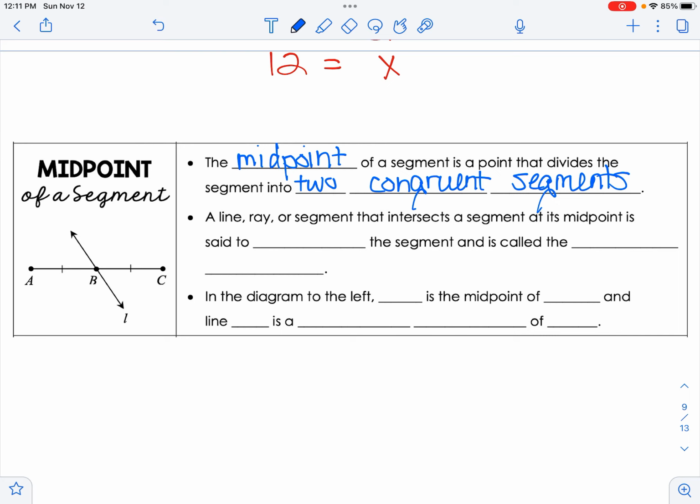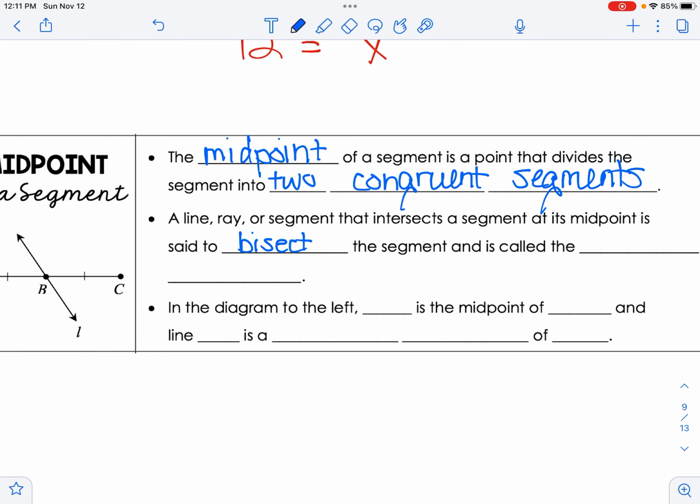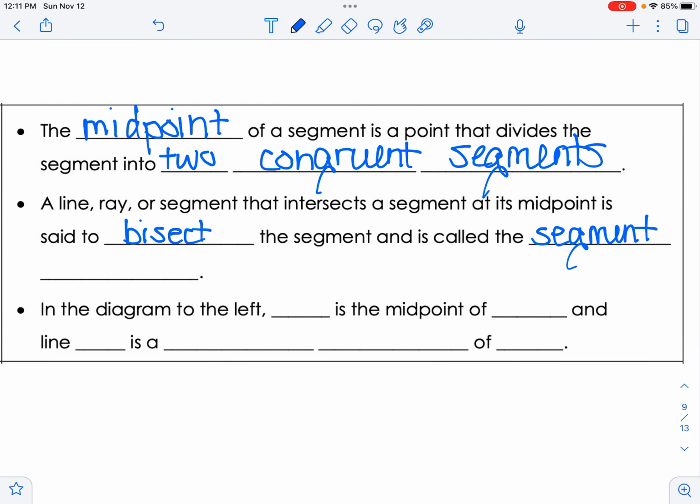A line, ray, or segment that intersects a segment at its midpoint is said to bisect the segment. And we call that a segment bisector. Bisect means cut into two. And in this case, they cut it into two so that it's exactly the same on both sides. So it's said to bisect the segment, and that is called a segment bisector, which should make sense.